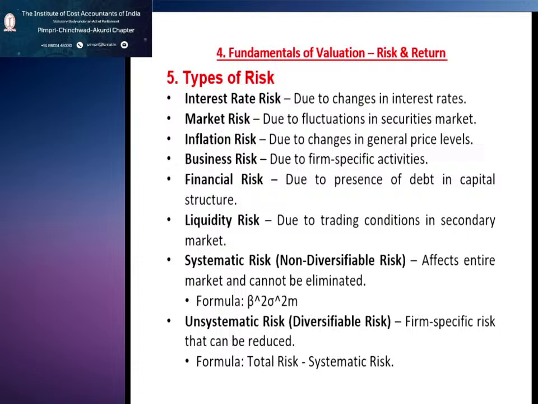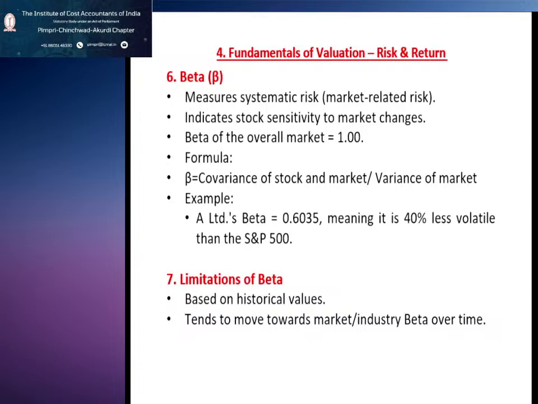Then we saw the types of risk. In that, we covered interest rate risk, market risk, inflation risk, business risk, financial risk, liquidity risk, systematic risk that is typically non-diversifiable risk, or risks which are beyond control, and then unsystematic risks, which are diversifiable risks, which are firm-specific risks and can be reduced or controlled. So the formula for unsystematic risk is total risk minus systematic risk. Then we saw beta. Beta is a measurement of systematic risk, that is the market-related risk.